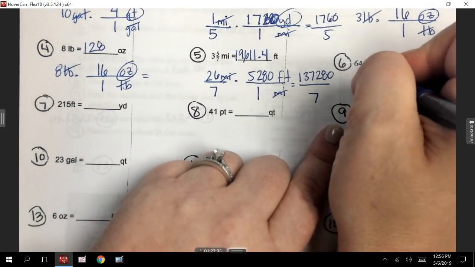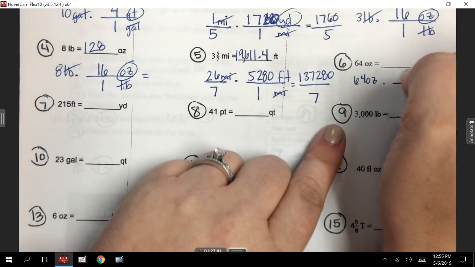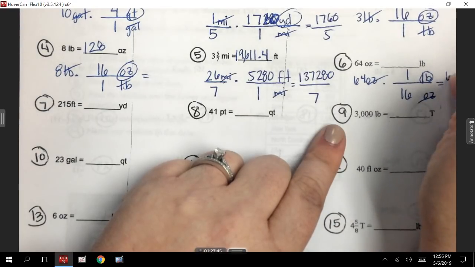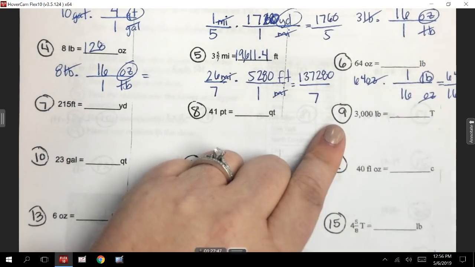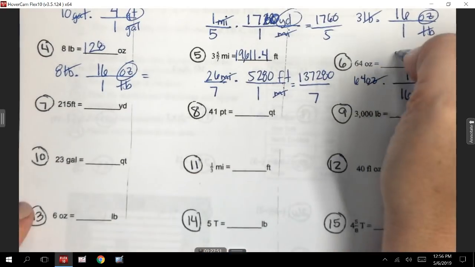All right, 64 ounces times ounces on the bottom, pounds on the top. 1 pound equals 16 ounces. So you can see here we end up with 64 over 16, which should divide evenly, and we get 4.